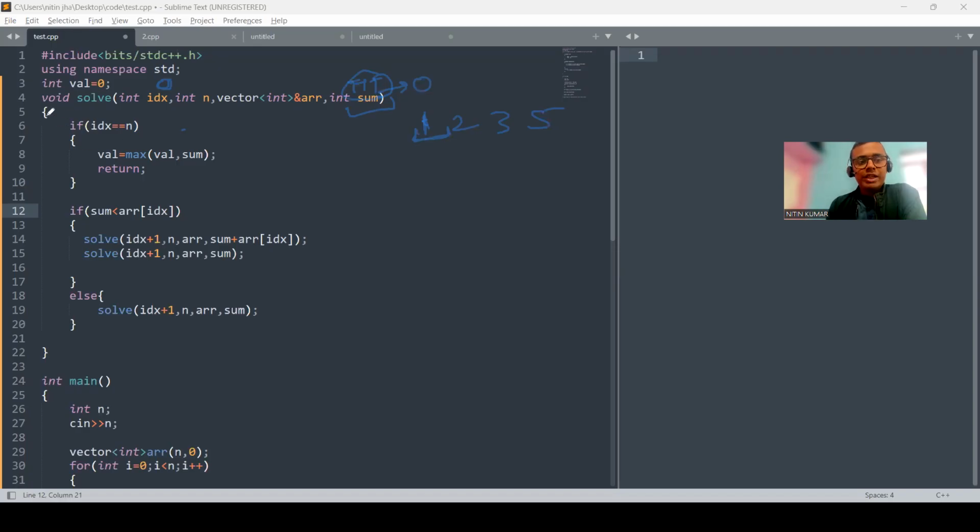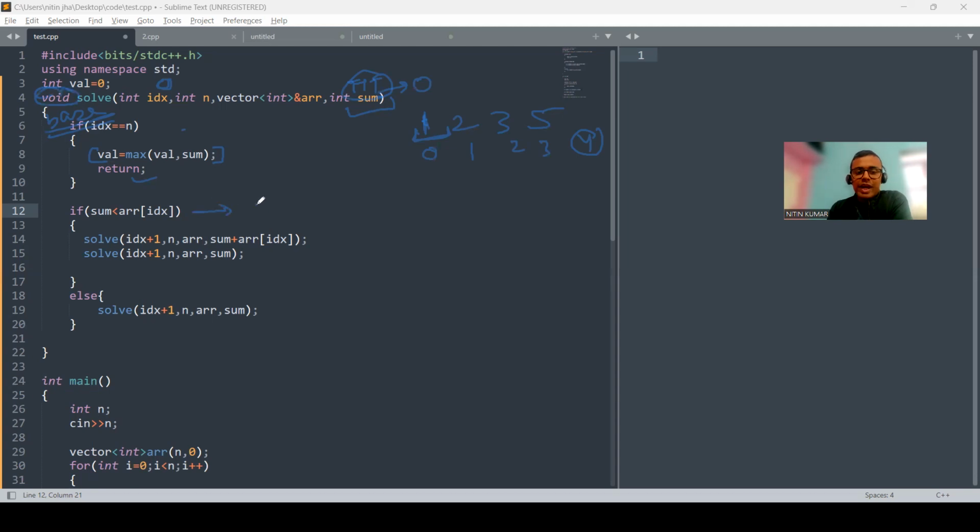Now, this is the base case. For any recursive function, we have to write the base case first, that is, in what case we stop checking all the conditions. And this is the case when my index is equal to n. This is index 0, this is 1, this is 2, this is 3, and this is 4. So when I reach index 4, that means I have come out of the size of the array, and I will stop checking and return from here. Why am I returning nothing? Because this function is a void function.